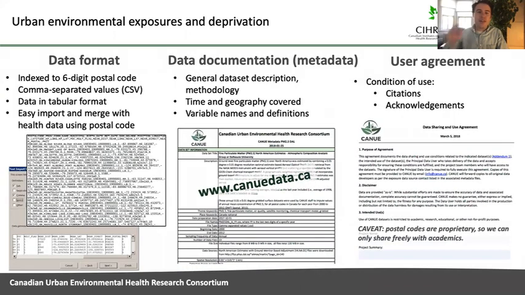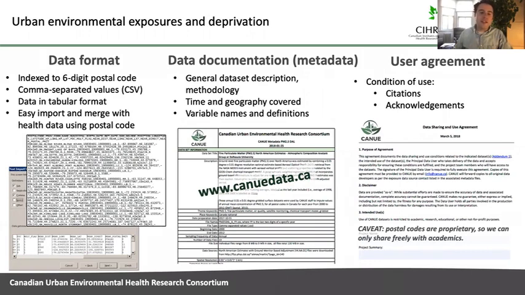So I'll now quickly go over some of the technicalities of CANUE data access and use. First, as I mentioned earlier, all CANUE exposures are indexed to the 6-digit postal code. They're available for all Canadian postal codes, and they're provided as comma-separated values or CSV files. This allows for easy manipulation or import in different statistical packages. CANUE datasets are also accompanied by comprehensive data documentation, which you'll find on the CANUE data portal at canuedata.ca.